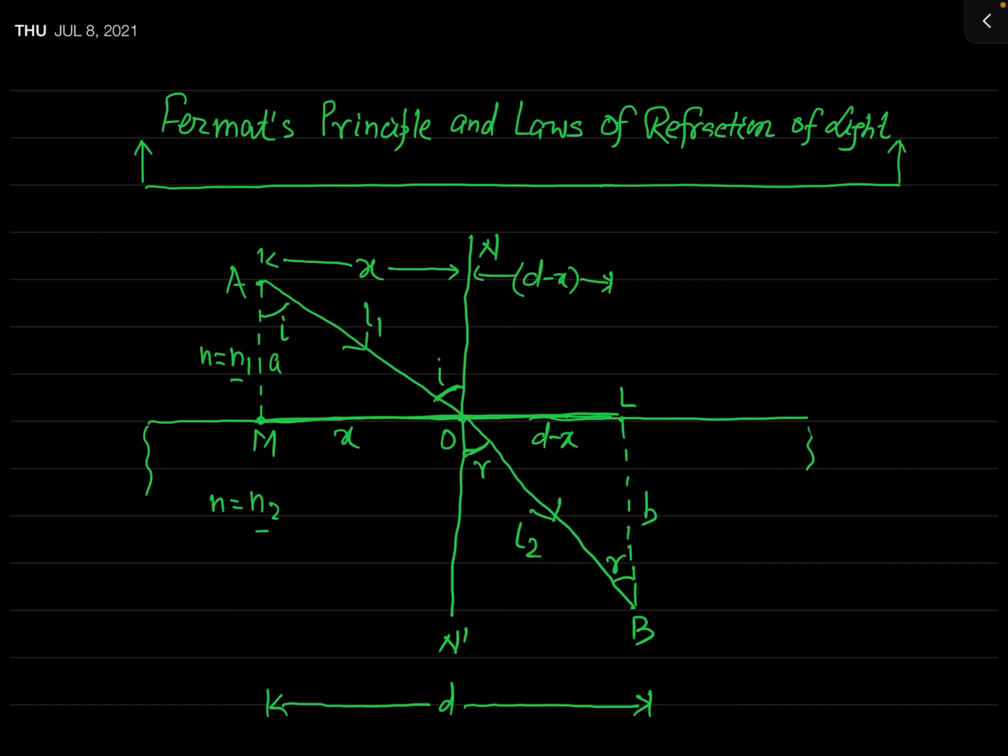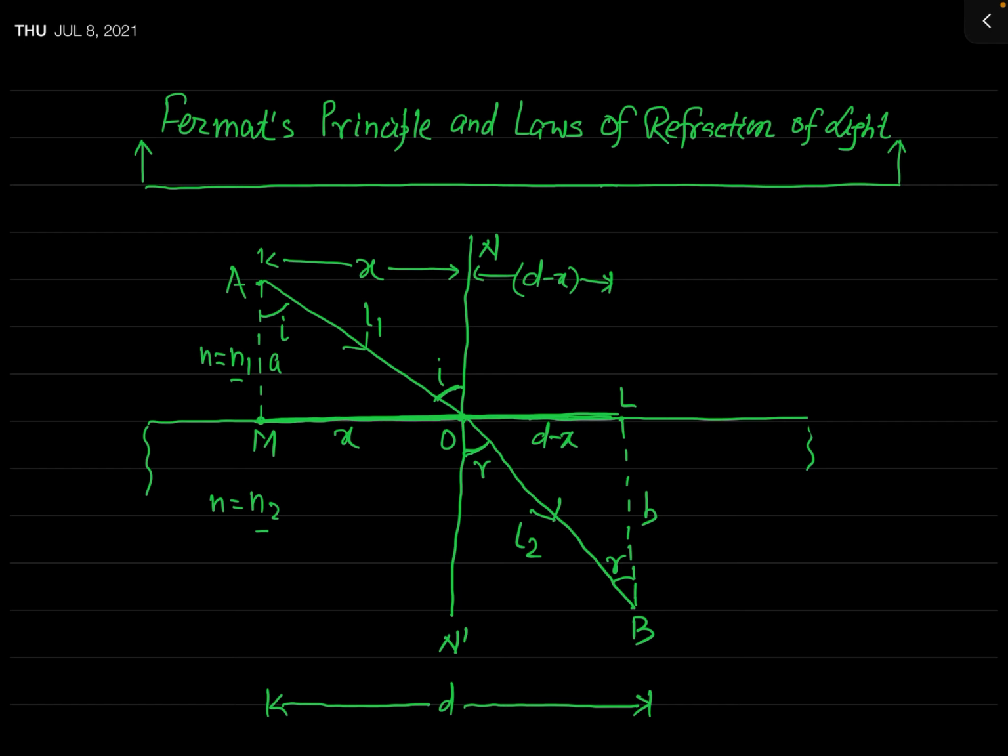Now this point O may be anywhere on this interface, so we can consider that this point O is situated at a distance x from the foot of the perpendicular AM. So you can see in this figure I have considered that OM is equal to x. And if OM is equal to x, it is clear from the figure that OL will be equal to D minus x, because the distance between M and L is D. So OL will be D minus x.